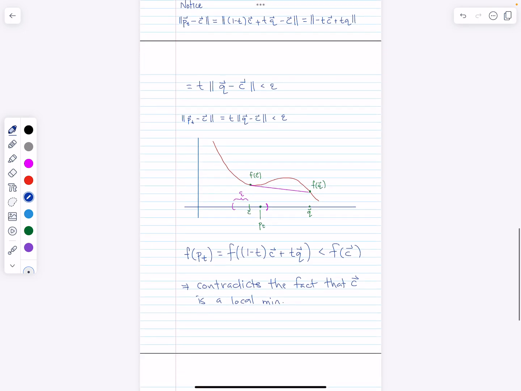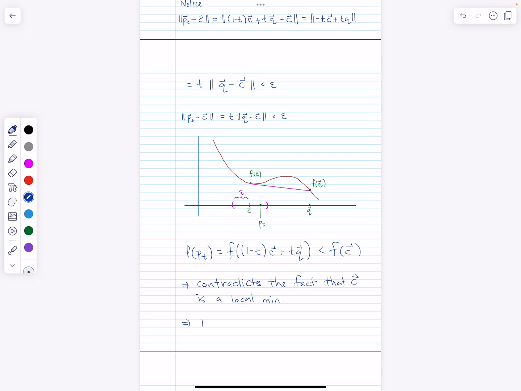Okay, and because we have a contradiction, what this tells us then is that no such point q with f of q less than f of c exists. Okay, there's no such point. There's no point in my domain that takes a lower value than the function does at c. Okay, so that proves that every local min also has to be a global min. Okay.